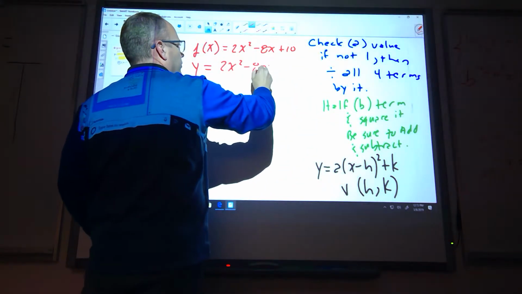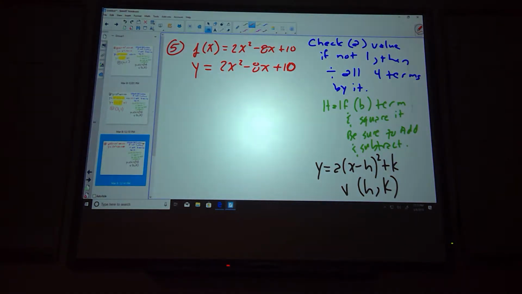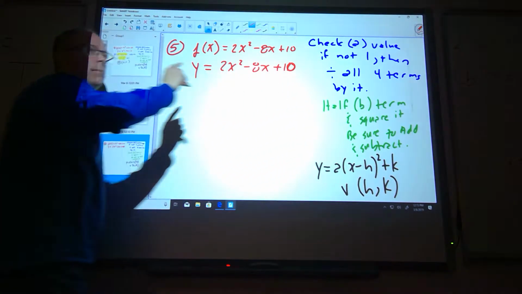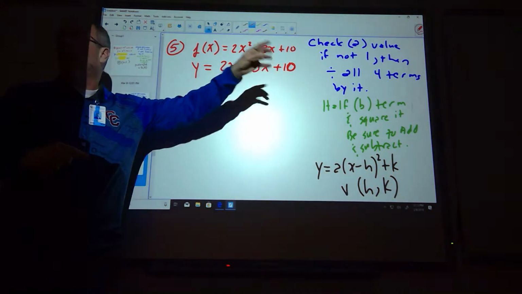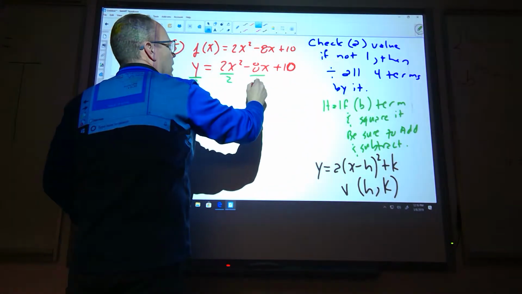Okay, what's the big difference between this one and the last two we just did? Yeah. To where? What letter is it? A. A, right? Make sense? Okay, so check A value. If not 1, then divide all 4 terms by it. So what am I going to divide all 4 terms by? 2. One term, another term, another term, another term. Agree? So I have 1, 2, 3, 4 terms. Yes? So I'm going to divide all 4 terms by 2. And I can reduce them if I need to.